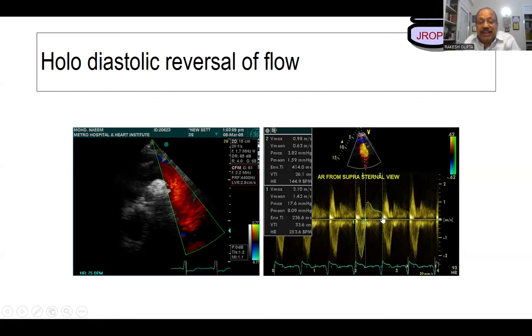So when severe AR is present, the blood reverses back into the LV cavity. And we see all red color. Normally it should be blue. There should not be any red color. So we see a reversal of flow. That is holodiastolic, meaning through and through in diastole. That is holodiastolic reversal of flow in descending aorta.